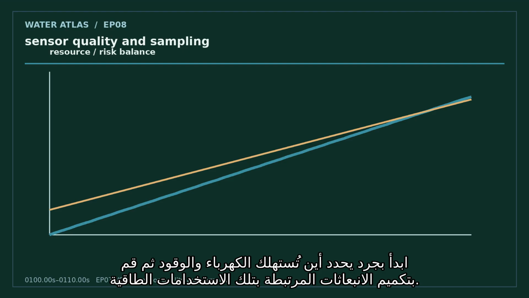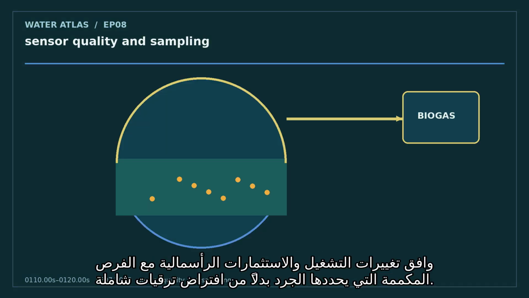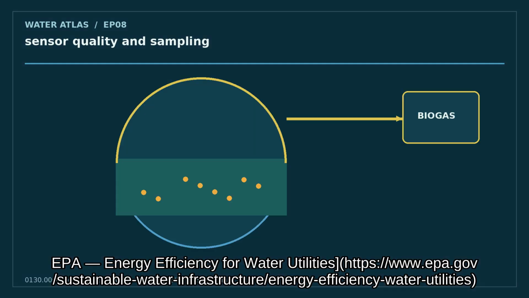Recommendation. Treat water systems as integrated energy systems. Begin with an inventory that identifies where electricity and fuels are consumed, then quantify emissions associated with those energy uses. Use that inventory to prioritize measures targeted at the most energy-intensive processes. Align operational changes and capital investments to the quantified opportunities identified by the inventory, rather than assuming blanket upgrades.